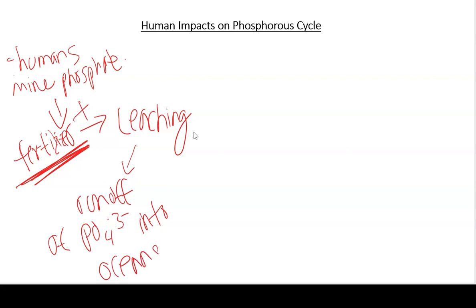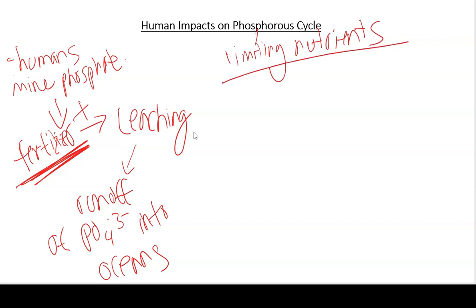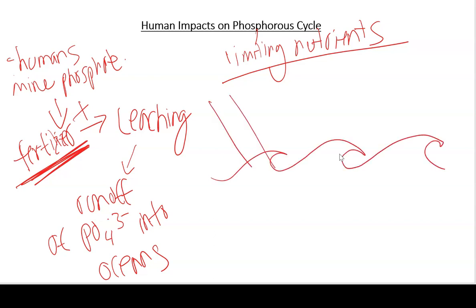We don't need a bunch of phosphorus in the oceans because phosphorus is a limiting nutrient in the ocean, especially in aquatic systems, because there's not so much of it in this system already, so adding more of it can be pretty damaging. So I'm going to explain how, and then we'll be pretty much done with the phosphorus cycle.